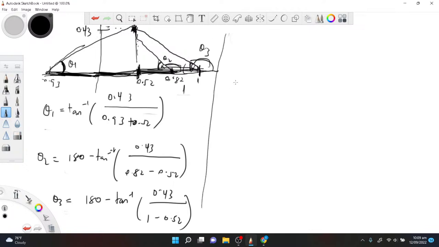All right. So when you do it correctly, you punch it in. You get theta 1 to be 16.5, you get theta 2 to be 124.9, and you get your theta 3 to be 138.1.